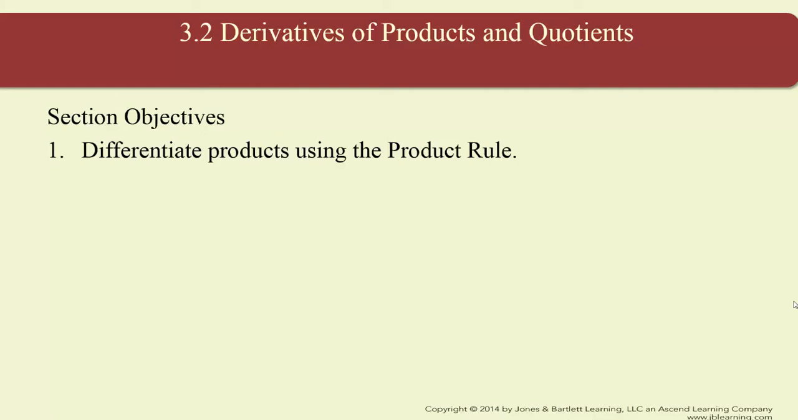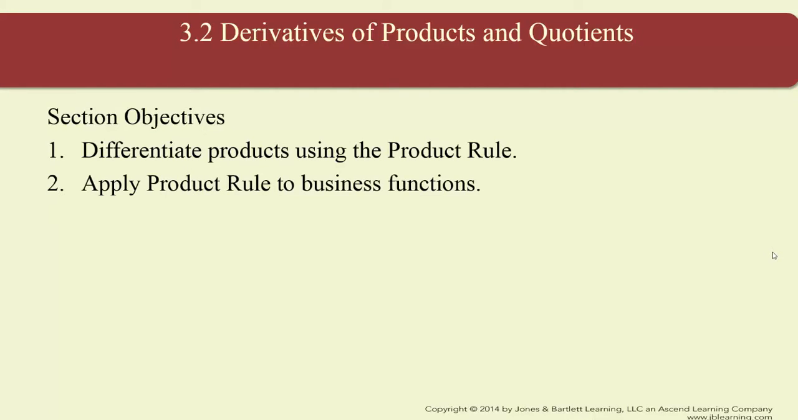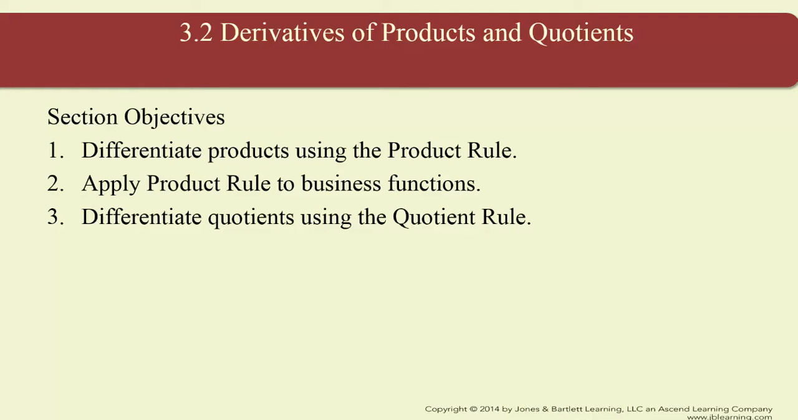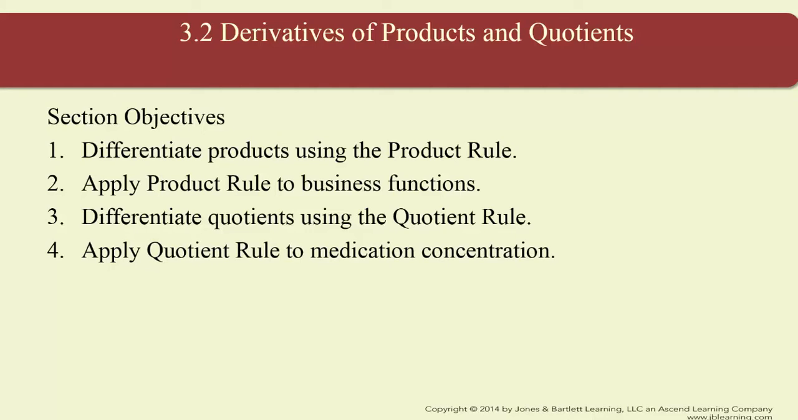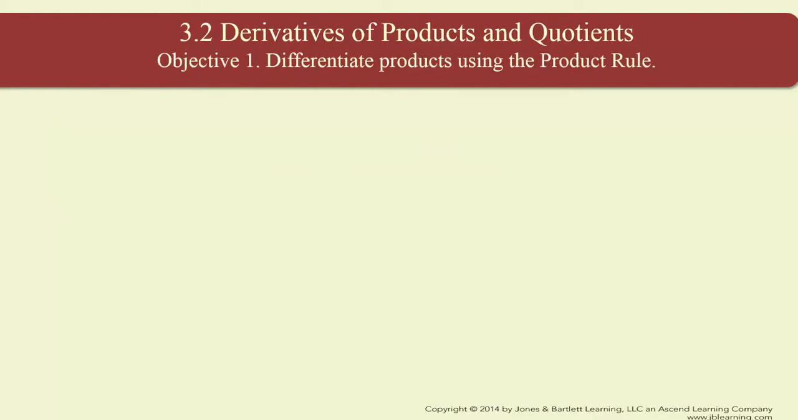In this video, I'm going to look at the objectives. The first objective is going to be differentiate products using the product rule. So that's going to be a new derivative rule for us. Then the second objective is we're going to apply the product rule to business functions. And the third objective is going to be a brand new rule. It's going to be differentiating quotients using the quotient rule. So you can see right now in this section, we're going to have two new rules, product rule and quotient rule. And then in objective 4, we are going to apply the quotient rule to a medication concentration.